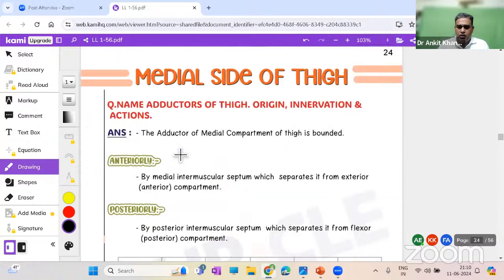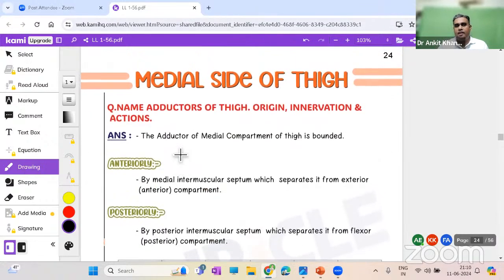Okay, fine. So now we come to the medial side of the thigh. We did the anterior side of the thigh. Now see the medial side of the thigh. The medial side of the thigh is also known as what? It is also known as the adductor compartment. What is the nerve supply?